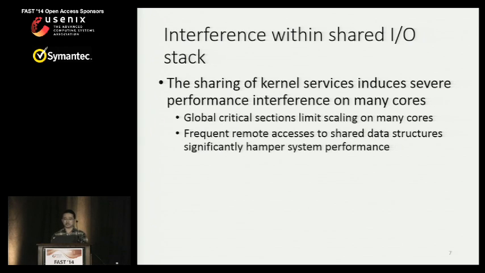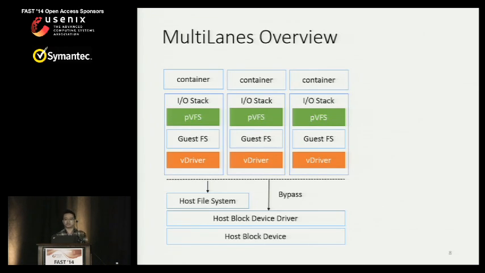In order to address the issues, we propose MultiLanes to eliminate the interference by avoiding data sharing within the I/O stack between different containers. This graph shows the overview of our approach, MultiLanes. The name means isolated I/O path. We eliminate the contention between containers by providing an isolated stack for each container.